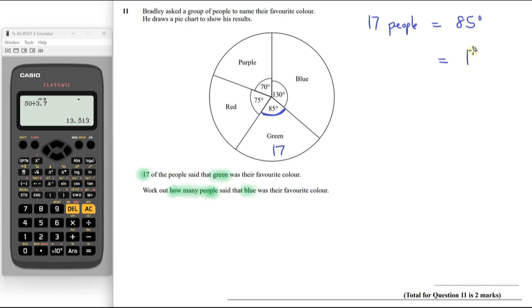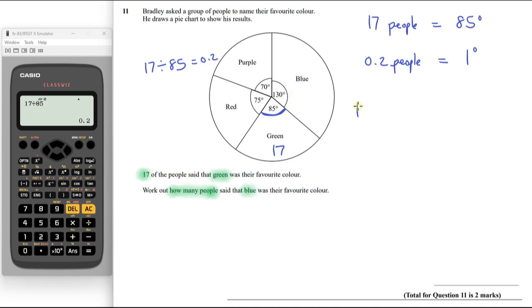To work out what 1 degree is, we can just divide by 85. So I'm going to do 17 divided by 85, and we get 0.2. So we can say that 0.2 people is equal to 1 degree. Now at the moment that doesn't really make much sense, but let's go through each of these sectors.